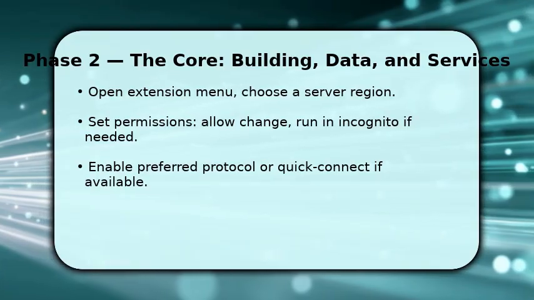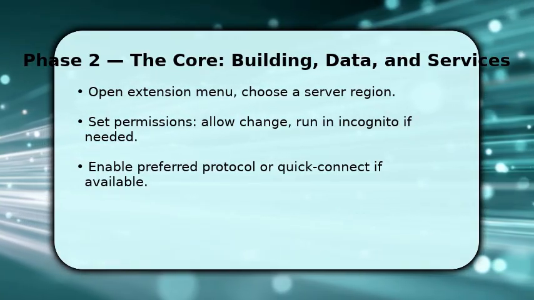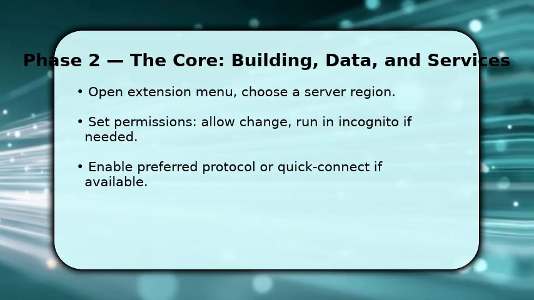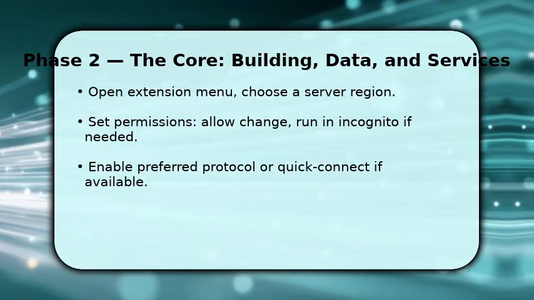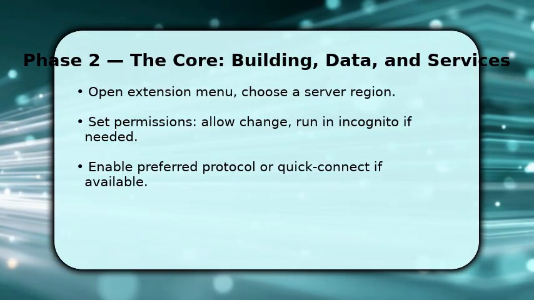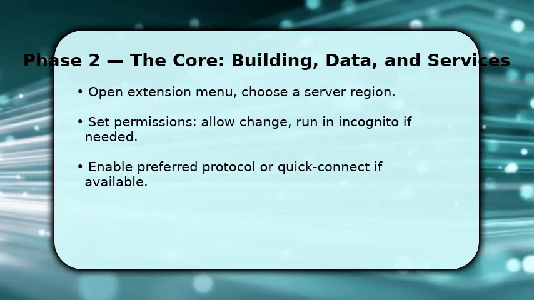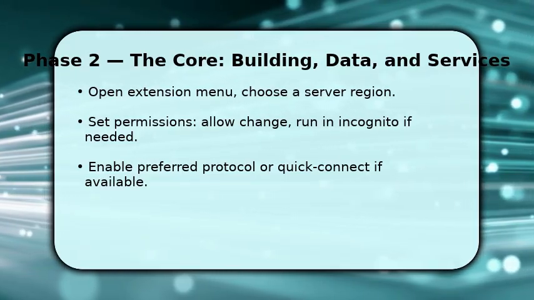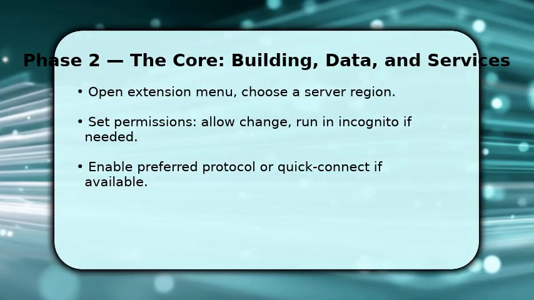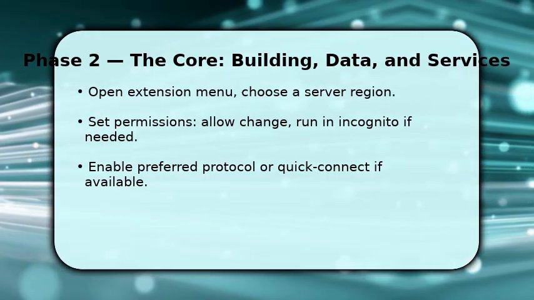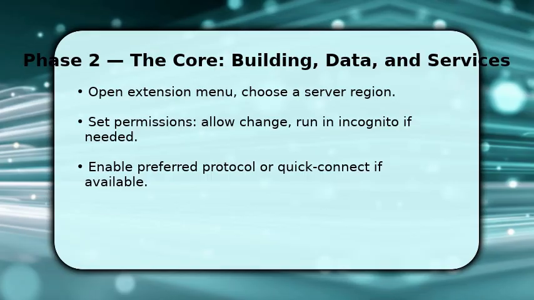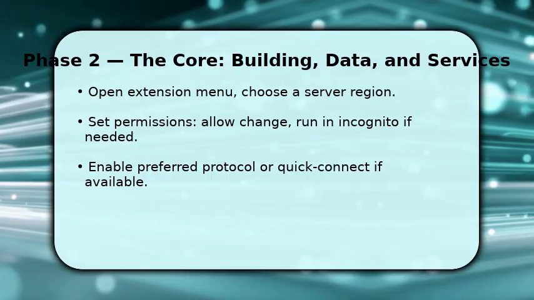Click the Urban VPN icon and sign in with your account credentials so settings persist. Choose a server region based on speed versus location needs. Closer servers lower latency, remote servers unlock region content. Toggle options like Run in Incognito, Auto Connect on startup, or protocol choices if offered. These affect privacy and performance.